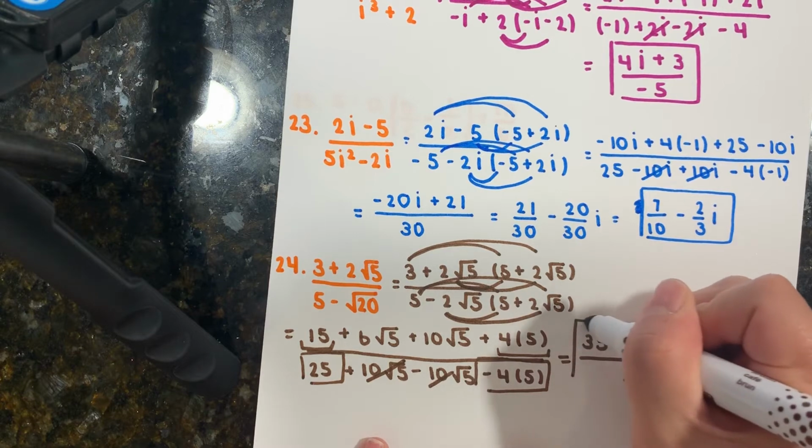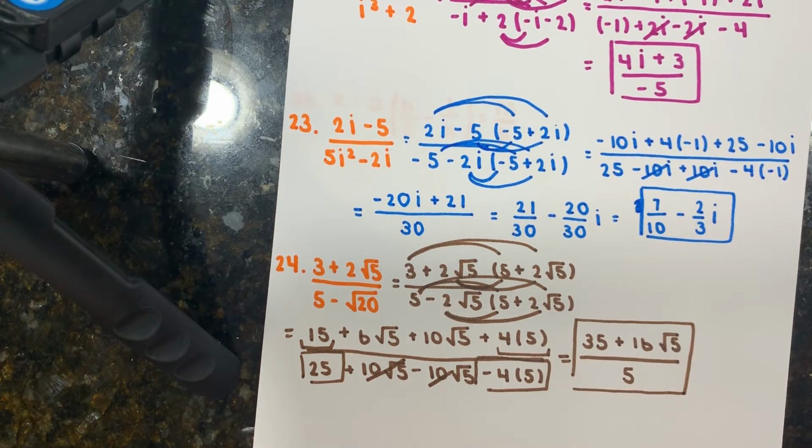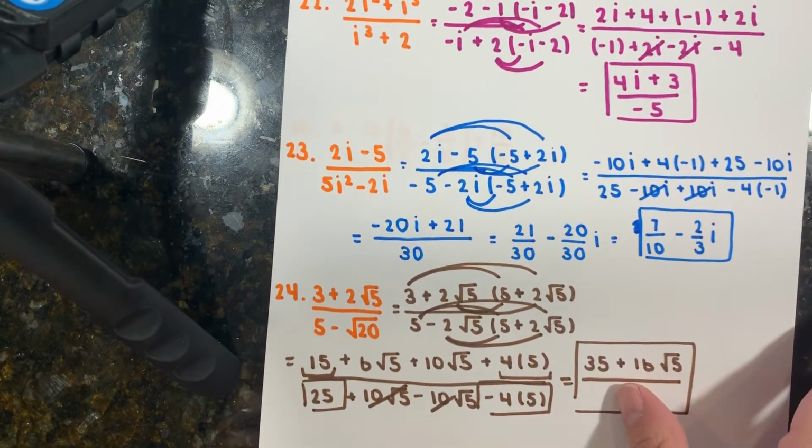You could leave your answer like this. I would accept that, but I think in the answer key, again, they separate that as 35 over 5 plus 16 root 5 over 5.